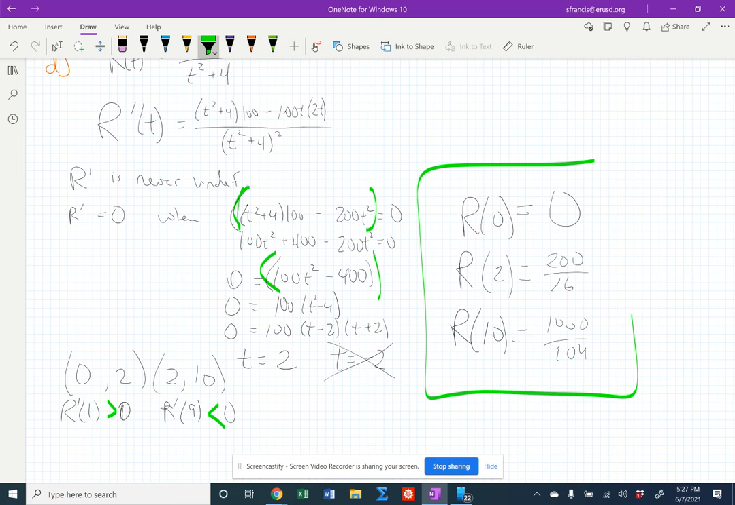And then the closed interval method shows this is less than 10. This is certainly more than 10. So this one is going to be our largest value right here. Just got to write it in a sentence.